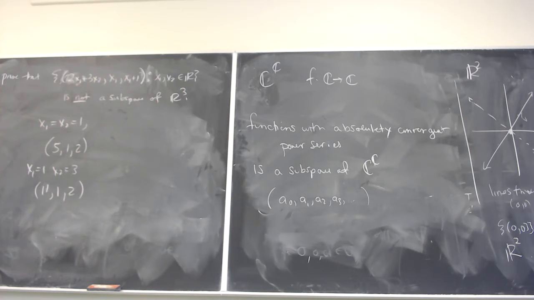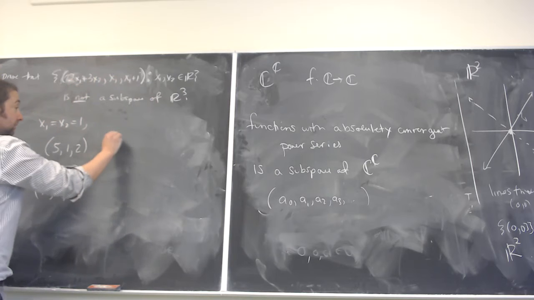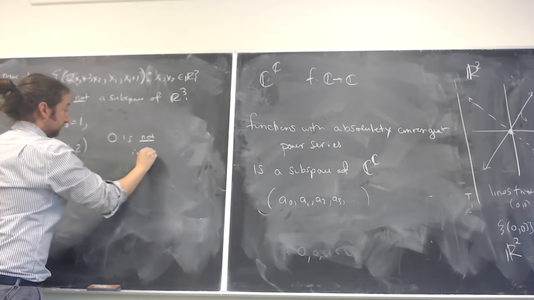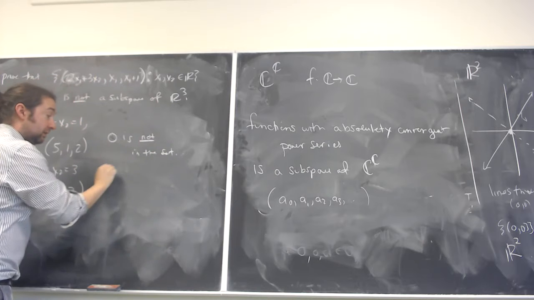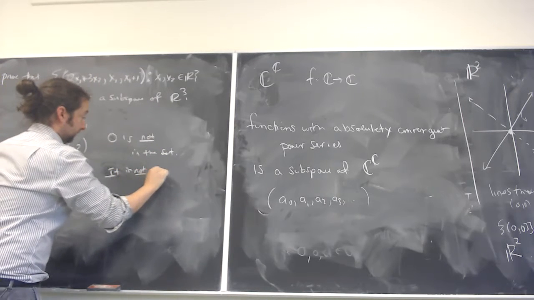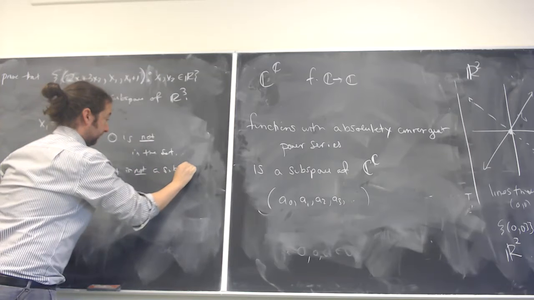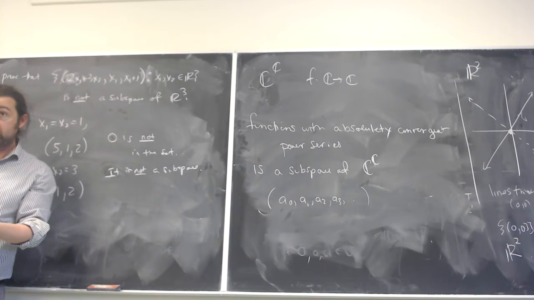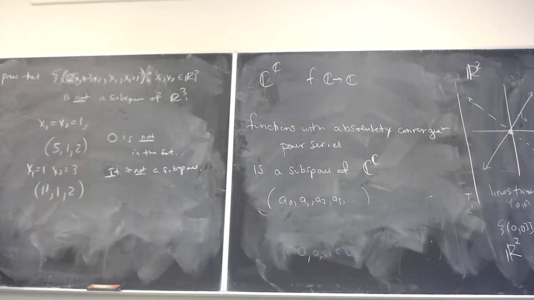So normally when you're asked to show something's not a subspace, it fails because 0 is not in the set. And if 0 is not in the set, it is not a subspace. Easiest possible check to see if something is not a subspace. Now, 0 being in there would not force it to be a subspace, but it certainly would tell you that it's not one.